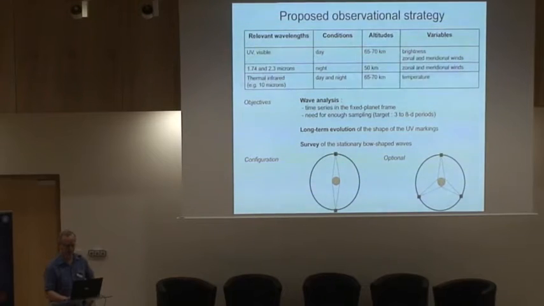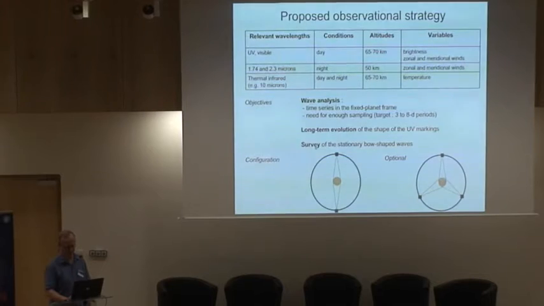So, thanks to the system, we have the temperature, the brightness in the visible and UV, and the zonal and meridional winds at this altitude, and to some extent at the lower altitude of 50 kilometers. The objectives are to analyze the waves, as I showed you, by Fourier transform, to get time series over long periods, and also to track on the long term the evolution of the shapes of the UV markings, and to make a survey of stationary bow-shaped waves as measured by Akatsuki.